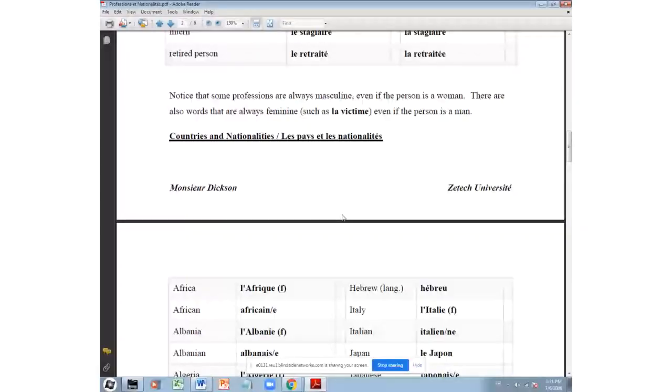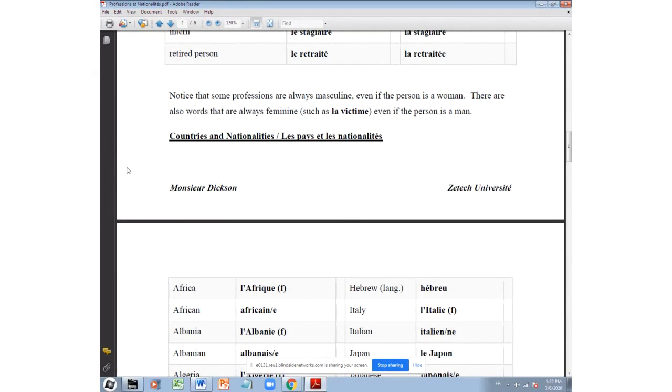So I believe you can see the... let me share the document. I believe you can see the document.